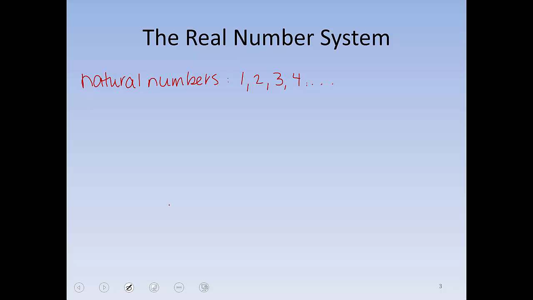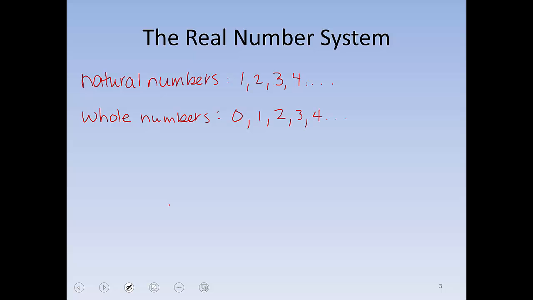It's what you use to count. The second classification includes every one of these natural numbers, but as a bonus. These numbers are called whole numbers. So whole numbers are all of the natural numbers with the addition of a 0.